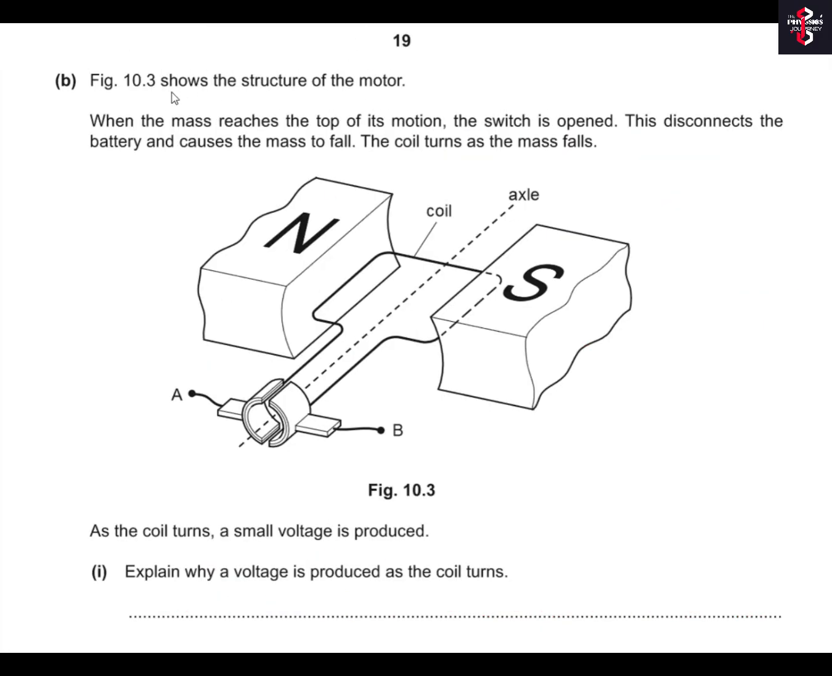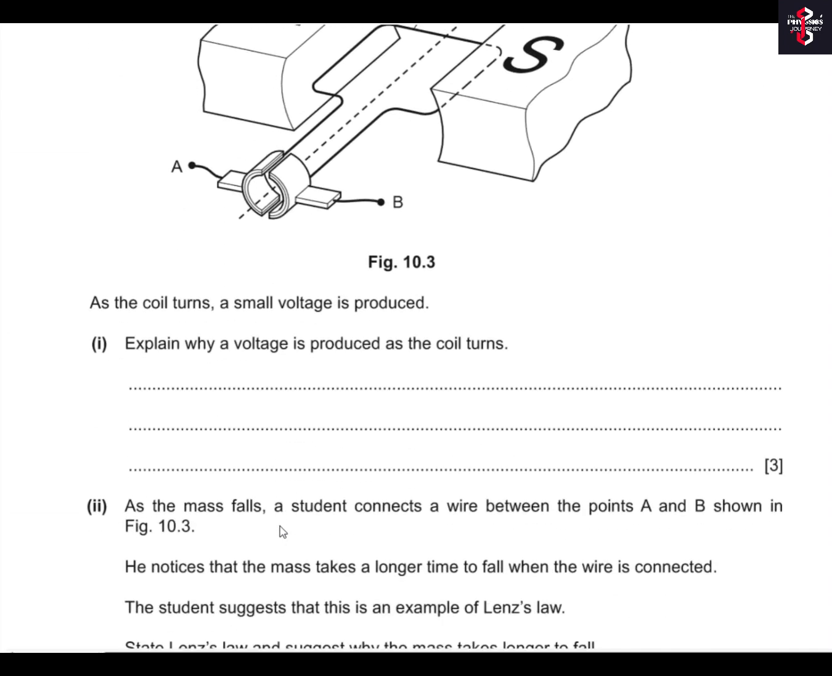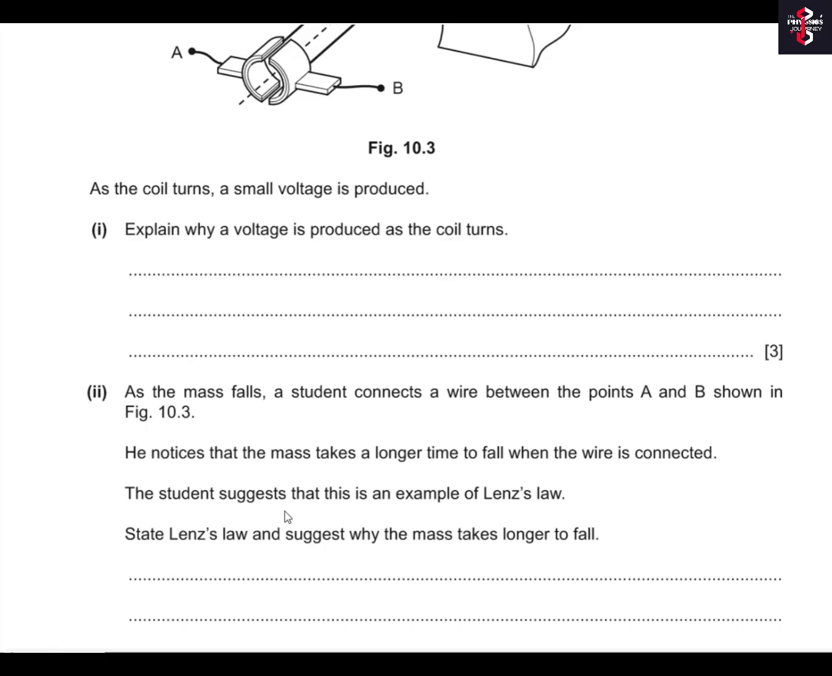Question number 10 B part. Figure 10.3 shows the structure of the motor. When the mass reaches the top of its motion, the switch is opened. This disconnects the battery and causes the mass to fall. The coil turns as the mass falls. As the coil turns, a small voltage is produced. Explain why voltage is produced as the coil turns.